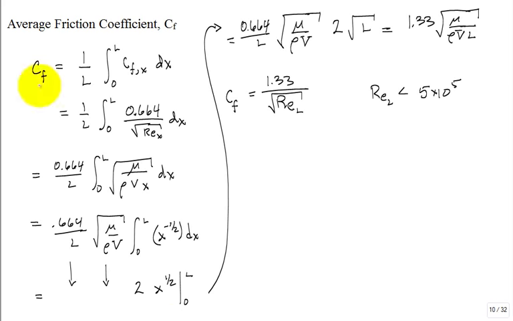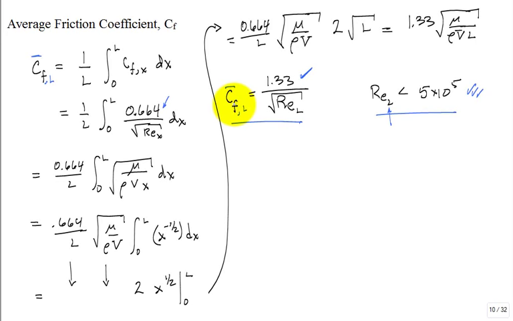So this is to calculate the average. I put a bar on it saying average, with the subscript L to emphasize it goes from X0 to L. And you put in that 0.664 for the laminar case, you work it out, and you end up with 2 times 0.664, or 1.33 divided by the square root of Reynolds number. When the Reynolds number over the entire plate, that means where's the Reynolds number going to be the largest? At the trailing edge at X equal to L, is all less than 500,000. So if it's always less than 500,000, and you want to know the average friction coefficient over the length of that plate, it's 1.33 divided by the square root of the Reynolds number at the trailing edge.